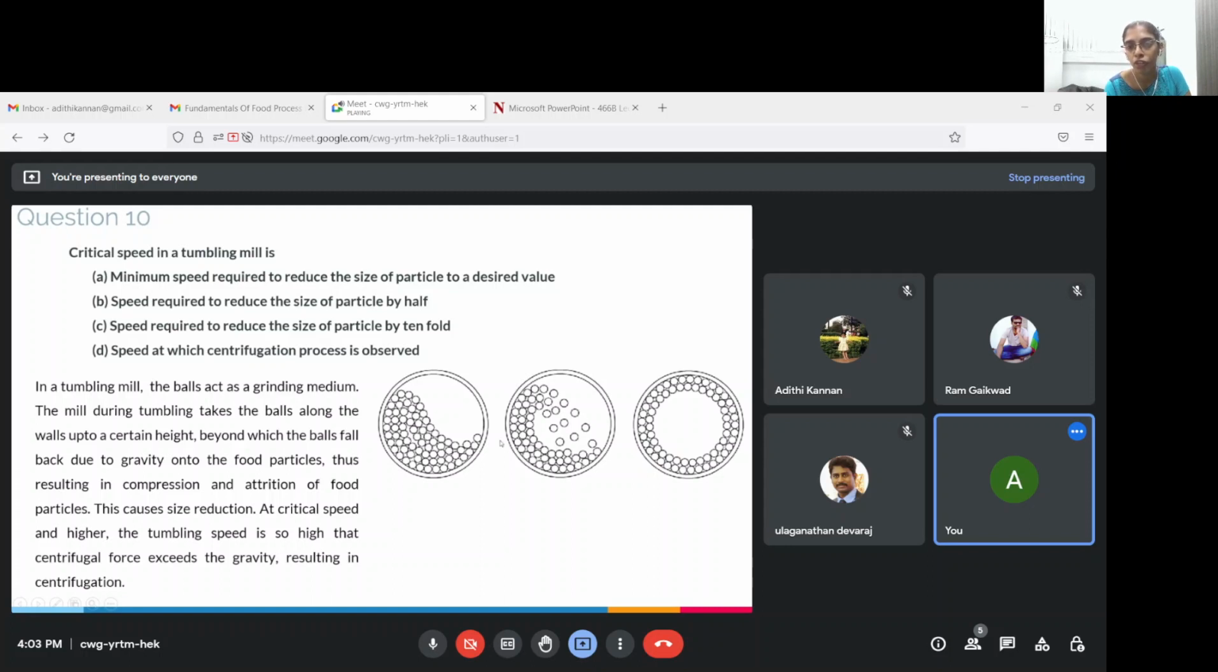But if the speed of your tumbling mill is so high, then the gravitational force will not dominate. In fact, your centrifugal force will start dominating instead of the gravitational force, and your balls, instead of falling down, will stick to the walls and remain that way. Since your balls are not falling down, there is no compression or attrition happening, and hence size reduction will also not happen. This is what will happen if you are operating the tumbling mill at a critical speed. So the speed at which a centrifugation process is observed is known as the critical speed. So the answer to this question is option D.